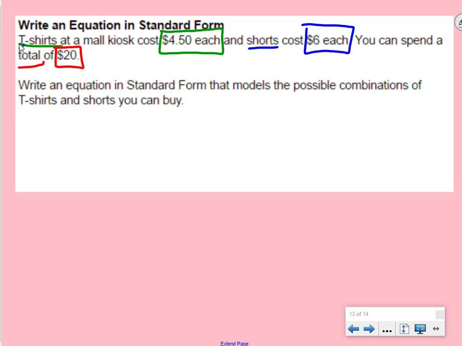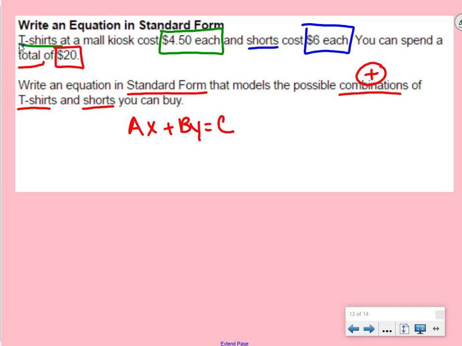We want to write an equation in standard form. Remember, that's ax plus by equals c. That models the combinations, which means we're adding two things, of t-shirts and shorts that you can buy. All right?